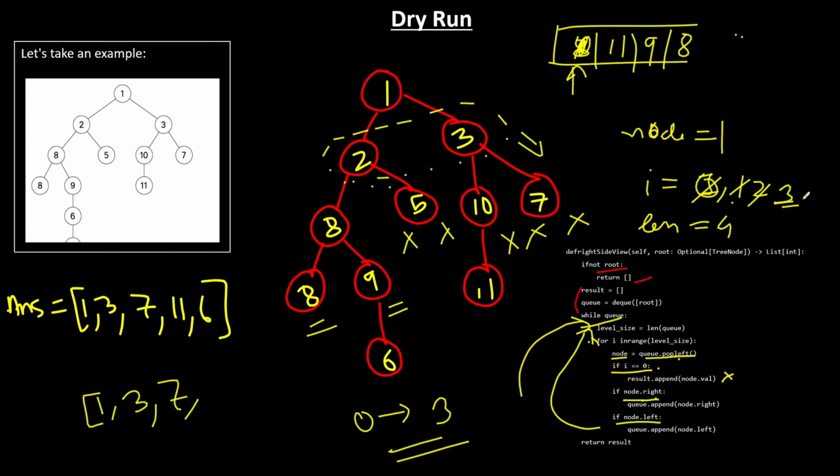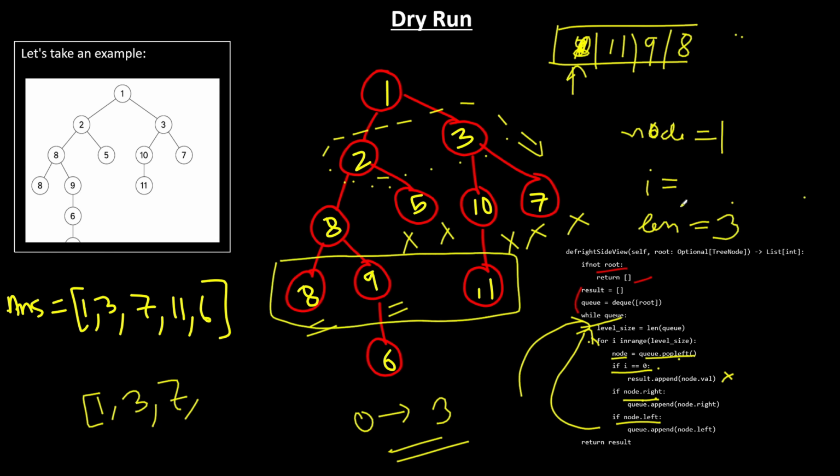Now I becomes 3, then again I comes to 0, and the length for this particular level is 3. And I starts from 0 again. Okay. Now what happens? We took the size. Now we are in this case. The left value is popped. I equals 0, true. Result dot append node value. And what is the leftmost value? It was 11, right? So we add it here.